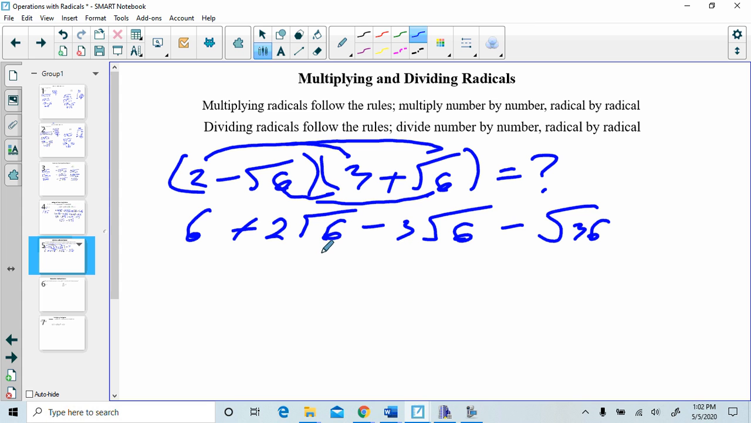Okay, and then we just do any simplification that we can do from here. So technically, I see a plus 2 root 6 and a negative 3 root 6. So these are like radicals. We're going to combine them. So it's negative 3 plus 2, which leaves you with negative root 6. And then I look at square root of 36, which is 6, and a positive 6. So these two actually cancel each other out, leaving your answer as negative root 6. And that's it for that one.